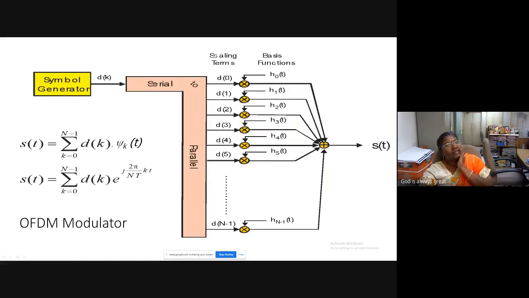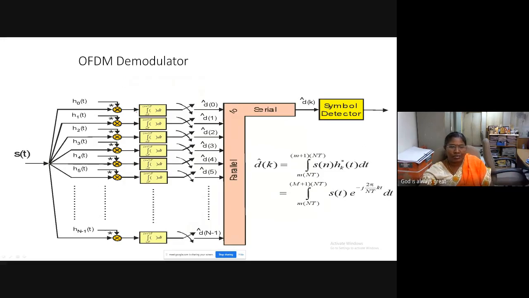Now, based on these orthogonality functions, we are redrawing the OFDM modulator. We take the symbol generators, then the symbols are converted to parallel form. In this parallel form, every data is multiplied by psi k of t, which is represented as h0 of t, h1 of t, h2 of t, etc. Then summing it up, you get your s of t. This is your OFDM modulator. Now these psi k of t can easily be generated using IDFTs. We'll come back to the demodulator after.